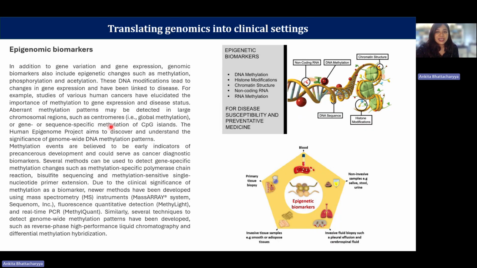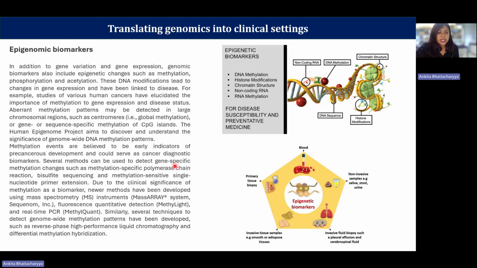Methylation patterns, you should not take them lightly at all. They are believed to be early indicators of precancerous development. Hyper and hypomethylation both can have very important roles. It's a very interesting field, and we'll learn more about it in the future. They are considered to be early indicators of precancerous developments and could serve as cancer diagnostic biomarkers.